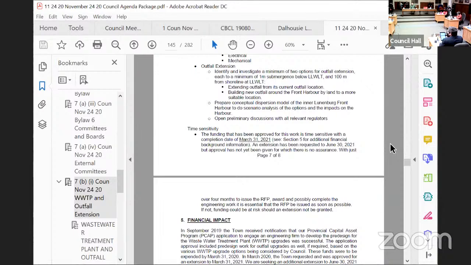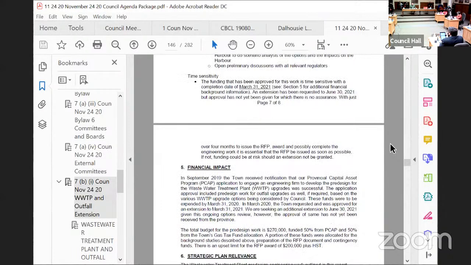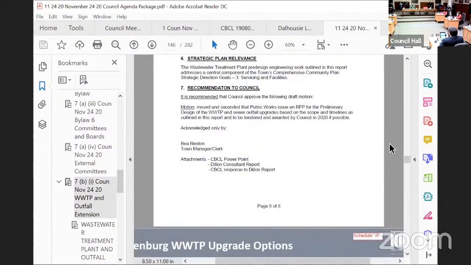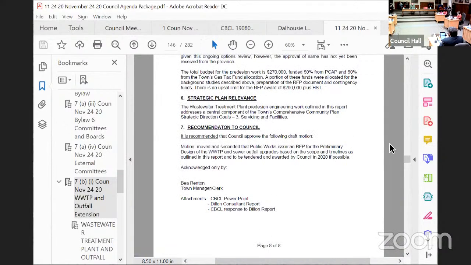Following that, it would naturally go into a detailed design phase. And the preliminary design phase alone is about a 6-month process. So the recommendation we've got to present to council, following the CBCL and Dillon reports and the work we've done since, is to issue an RFP for preliminary design of the wastewater treatment plant, based on the recommendations we had been following since then, which is what we've outlined here.